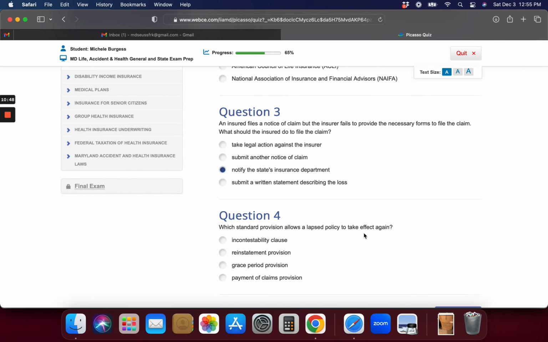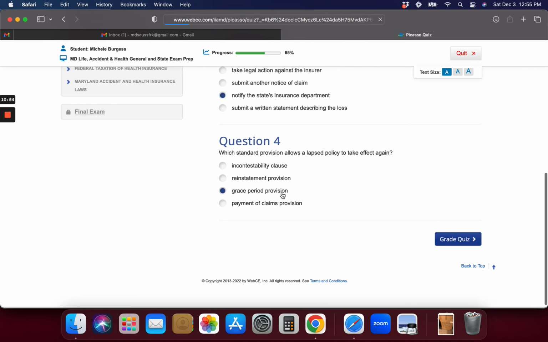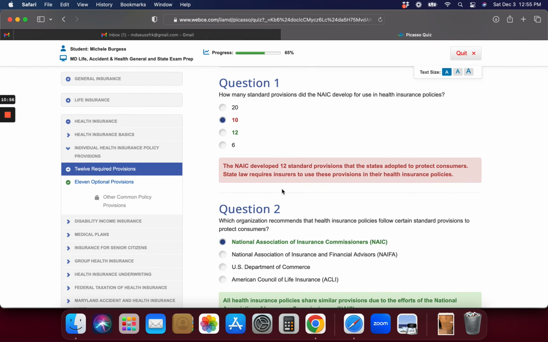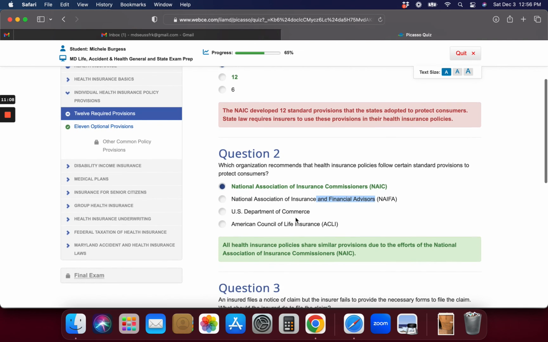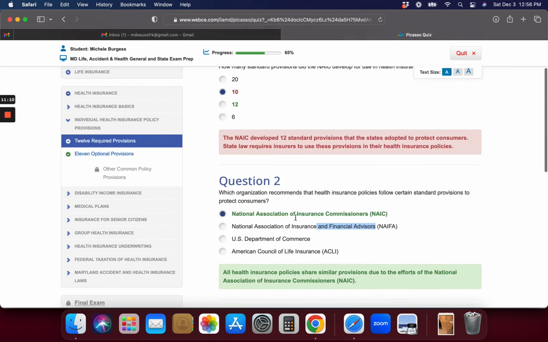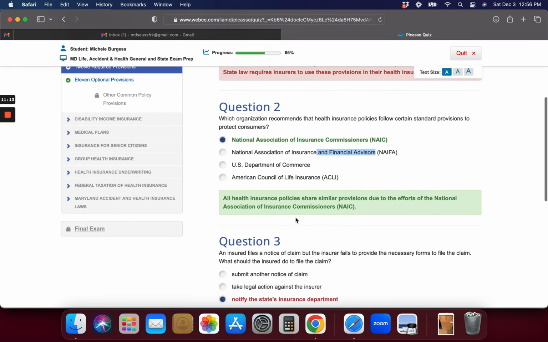Which standard provision allows a lapsed policy to take effect? The grace period, maybe? All right. So there's 12. Okay, 12 standard provisions. And I got this one right, NAIC. Okay, which makes sense. We're not doing anything with finances. That's why I didn't pick that one. All right, what did I get right? I only got one right.